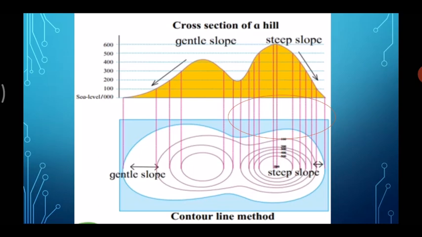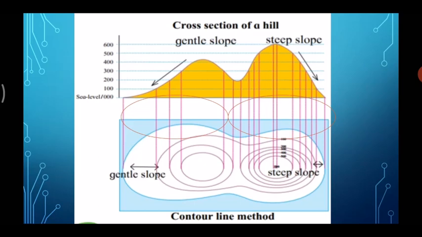So the slope is how? See, it's written on top. Slope is steep. Whereas if the distance is great, the slope is gentle. Now in the first one, you can see the lines are all close to each other, so the slope will be steep. And when the lines are very far away from each other, the slope is gentle. You can see the diagram is marked steep slope and gentle slope. So this is how you can mark on a map using the contour line method.